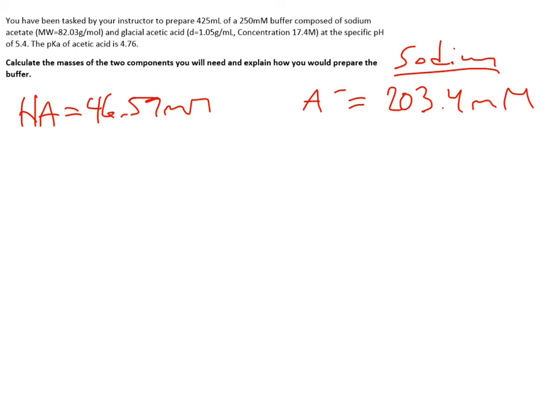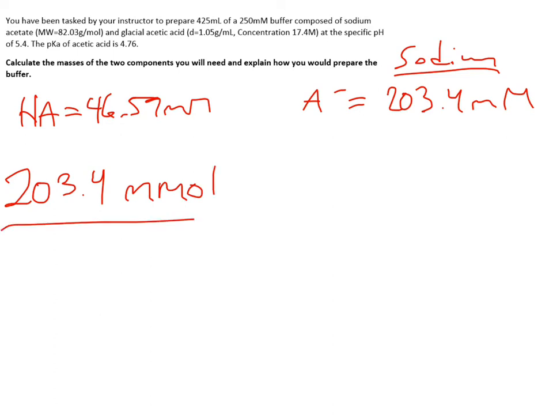So I'm going to start with that number, 203.4 millimolar, which is the same as millimoles per liter. That's our concentration. Now we need to know how many liters we're trying to make. We're trying to make 425 mils. So 425 mils divided by 1,000 would be 0.425 liters. That's how much buffer we're trying to make.